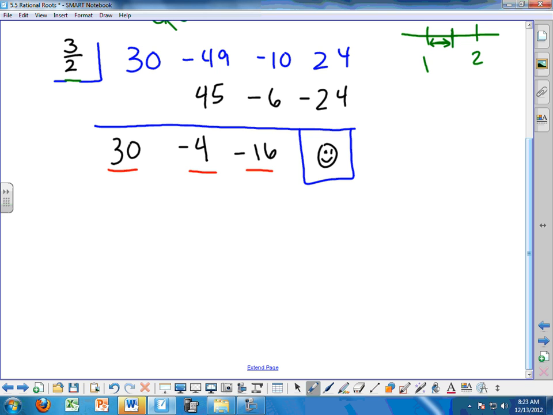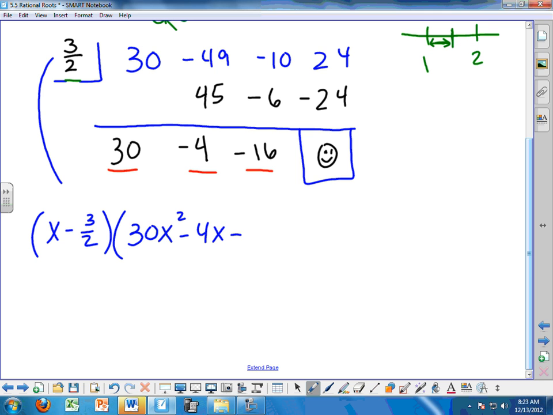But I do want to show you one other trick that we tend to use for this. We're going to bring down our first answer, which would be x minus 3 halves. And then the second part would be 30x squared minus 4x minus 16. Now I'm going to do something called jump a factor. Jumping a factor is factoring out a common term out of here and jumping it over into the other binomial.